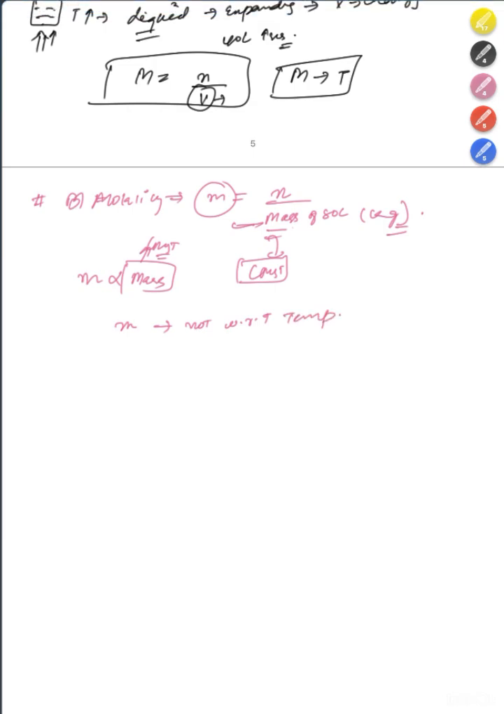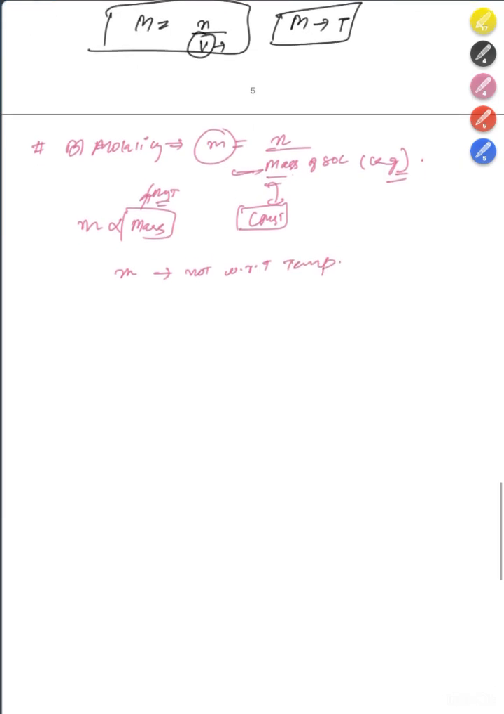Now if we look at a physics connection in this, you must have studied in class 11th thermal physics that whenever thermal expansion occurs, it affects only the volume of the solution. It only affects volume, not the mass. So if this is any substance and you are increasing its temperature, what will happen? Only its volume will be expanded.